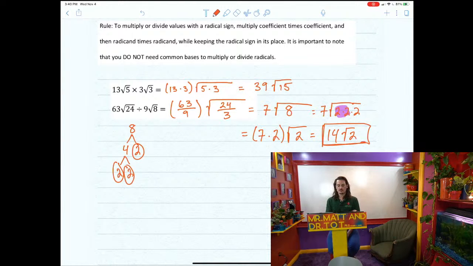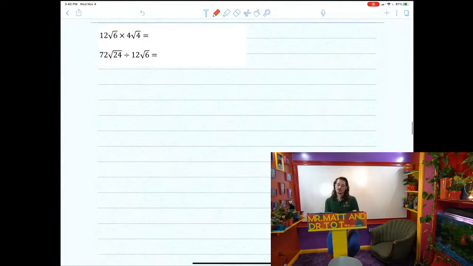Otherwise, I'll give you 3 minutes. I'd like you to look at the next two problems. The first problem is 12 root 6 times 4 root 4. And the second problem is 72 root 24 divided by 12 root 6. I'll give you 3 minutes.